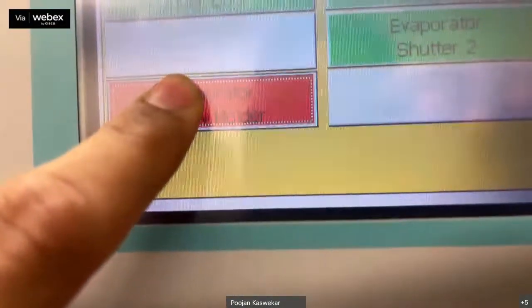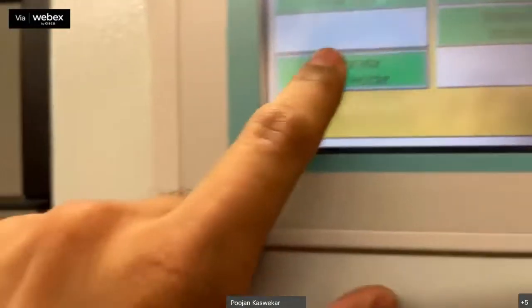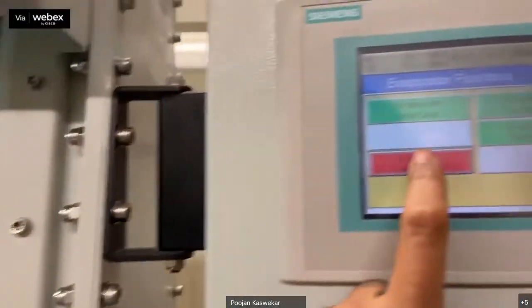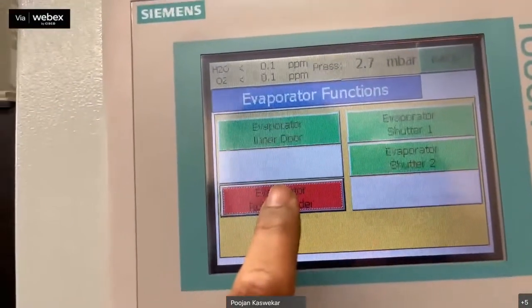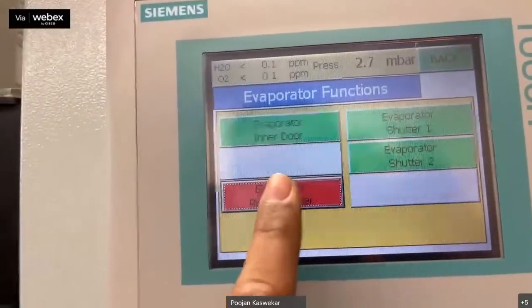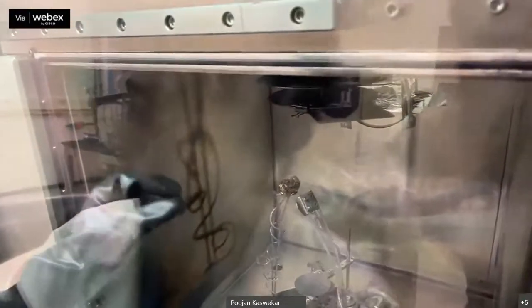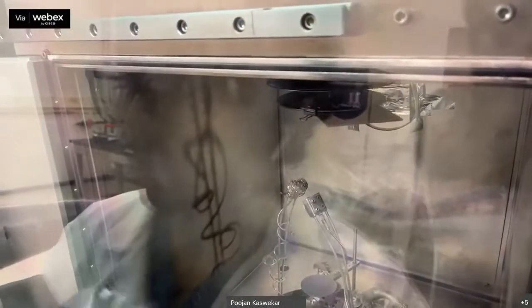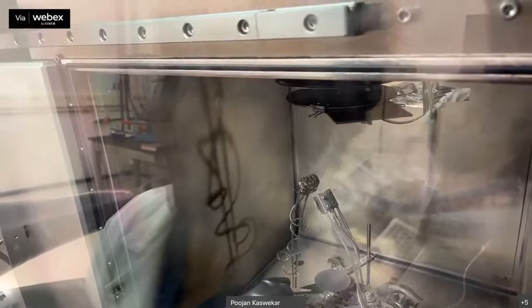So you open the inner door. Now press on rotary holder. Stop it. Now you need to stop it exactly at place. Okay, turn it on. Turn it off. Yep, we're good. So you can see there is no silver on top of it now. Like the silver is all gone over here.